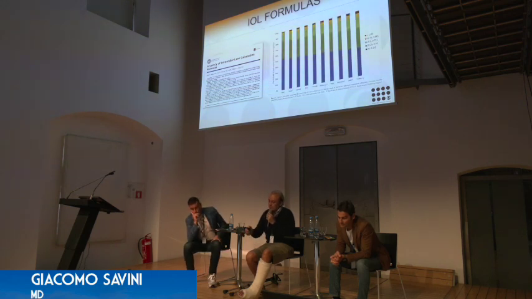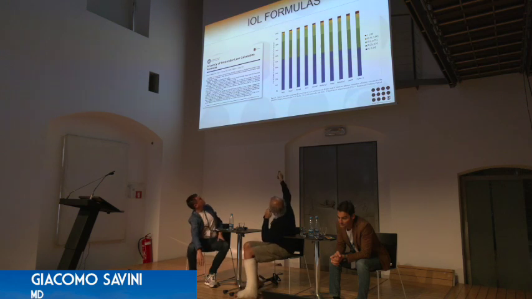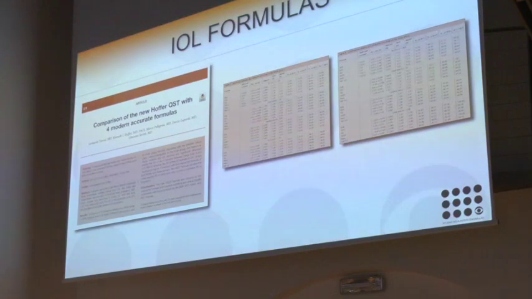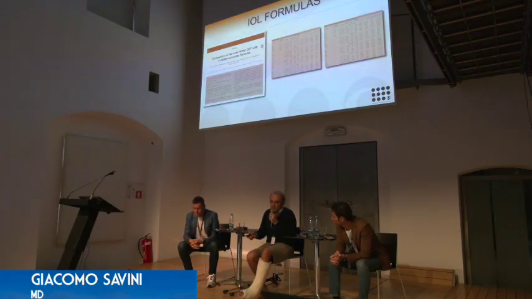Then there was an update showing that the Kane was the best, followed by Olsen, Barrett, Evo, Hill RBF. And the old formulas are still good, but not as good as these. And we also published, when we published the Hoffer QST, the same results, that new formulas are better than the old ones.